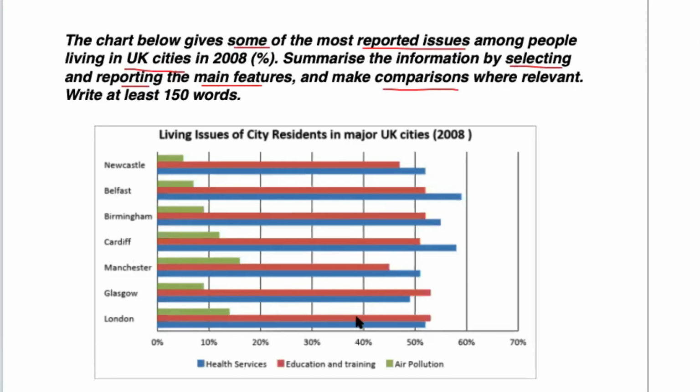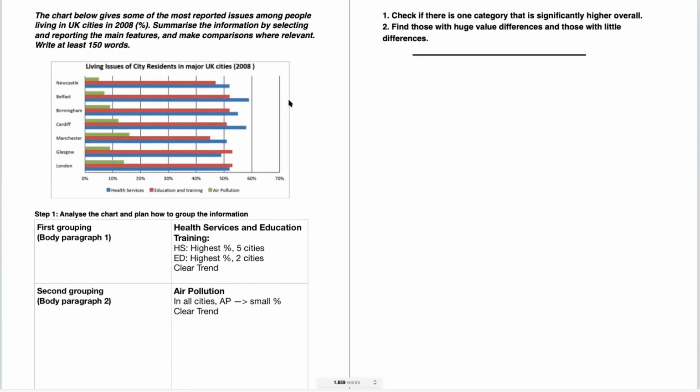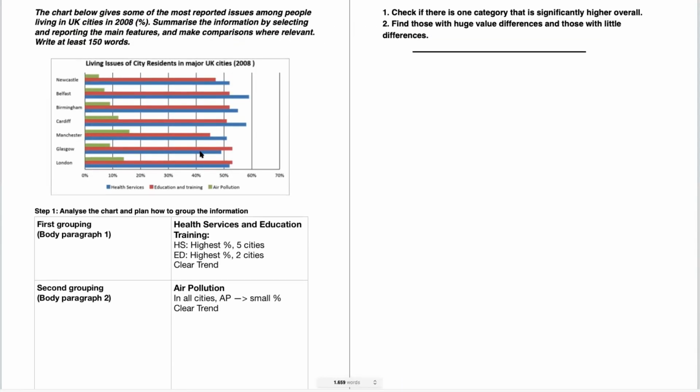Now, this is probably the trickiest example, but it's best if you actually sort of combine steps 1 and 2, because it really isn't that difficult. So if you just look at this, it's very, very clear that air pollution is the lowest amount. So it's got the lowest percentage, and health services and education and training are quite similar and really high, especially when compared to air pollution. So it's very clear that you want to group health services and education and training together, and then group air pollution in its own category.